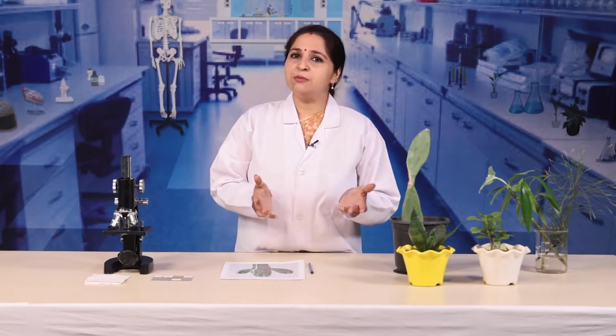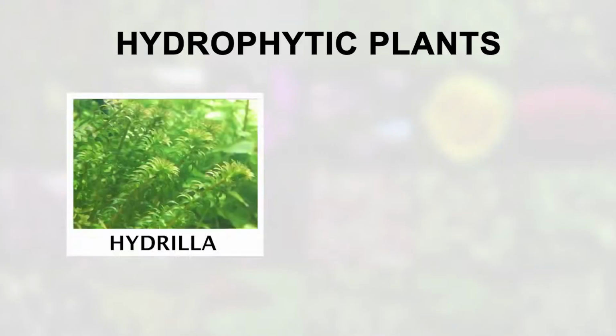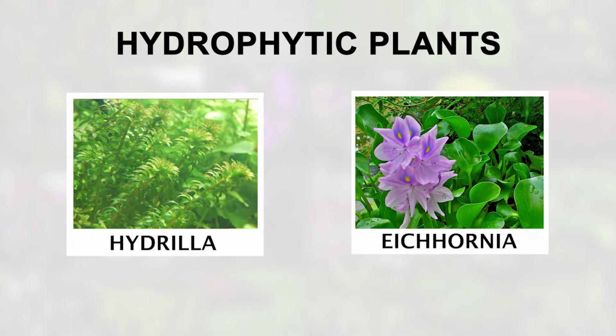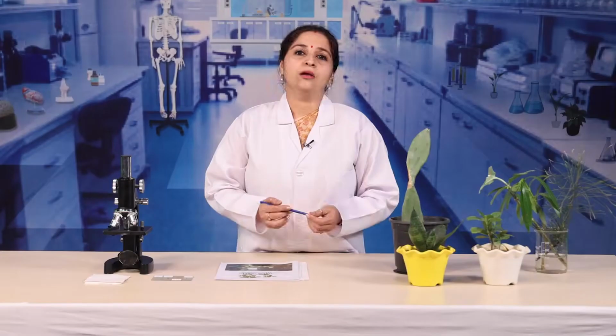Now let us observe the adaptive features of plants living in hydric conditions like ponds, rivers, sea and other water bodies. Let us take images of a few hydrophytic plants like Hydrilla and Eichhornia to study hydric adaptations. While collecting water plants, care should be taken about the habitat of the plant. Stale water usually has disease causing pathogens and chemicals.